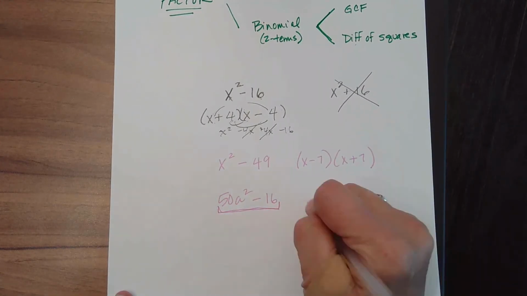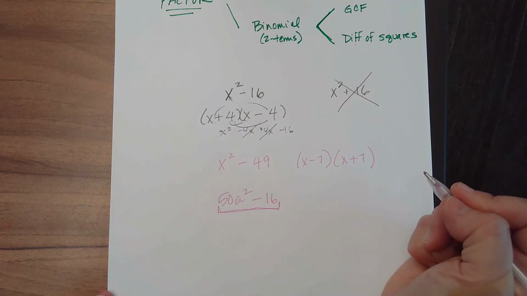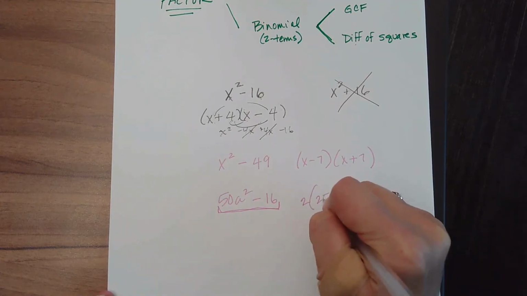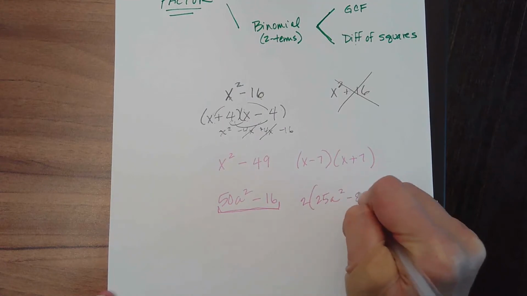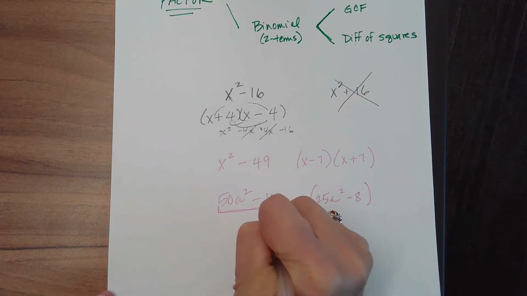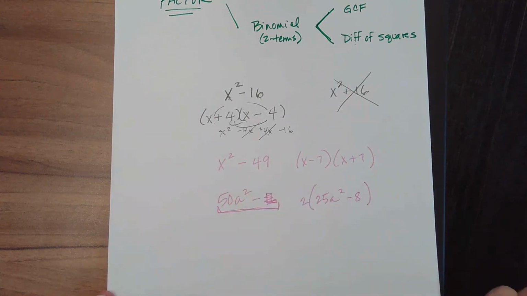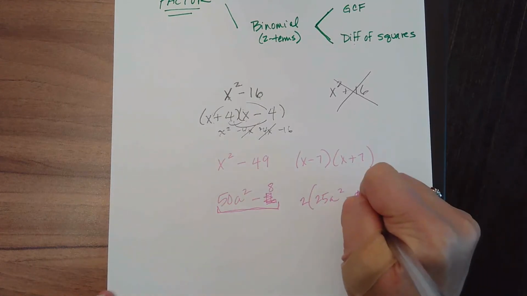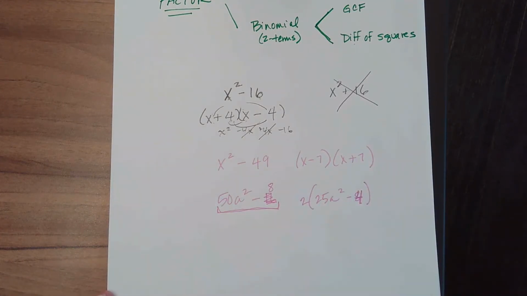Factor out a GCF. So 16 and 50, I think, only have a 2 in common. And I did that wrong. So let's change this 16 to an 8, because otherwise it won't make sense. All right, so I'm going to do 50a squared minus 8. I apologize. But to factor out a 2, same kind of deal. I'm left with 25a squared minus 4.